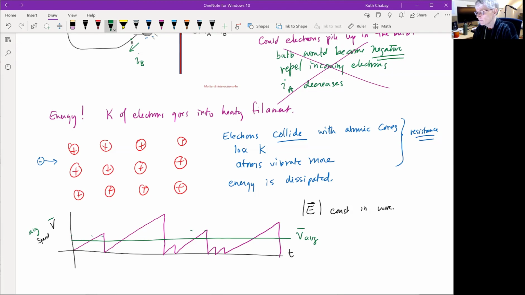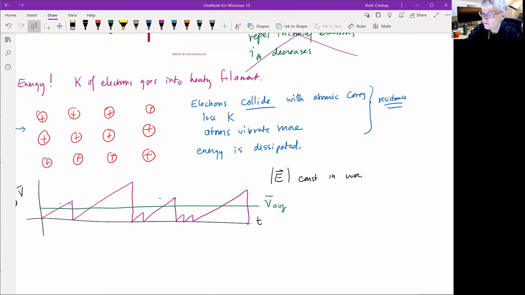And so what is this? Remember, we had this equation: v drift equals u E, where E is the magnitude of the electric field. The mobility actually depends on the temperature. And it also depends on the material, the exact structure. So how big an average drift speed they can achieve, and how much resistance, or friction if you like, there is, depends on the particular material and also the temperature of the material.